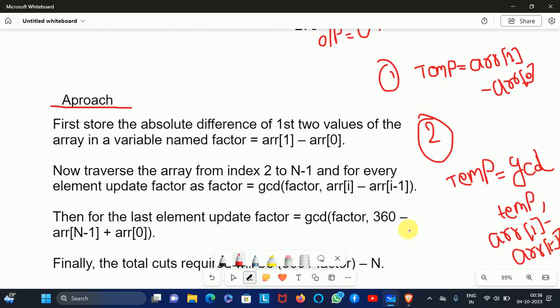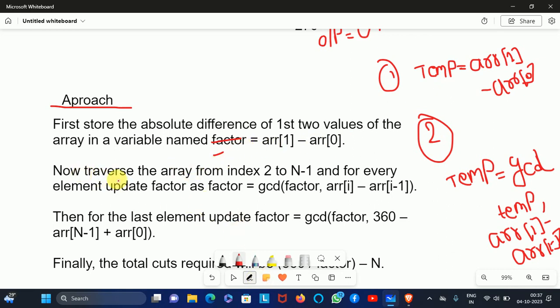Okay, so I will repeat it. What we are going to do is first store the absolute difference of the first two values of the array in a variable named factor. Here I have taken factor, you can take any name. First store the value array of 1 minus array of 0 in factor.